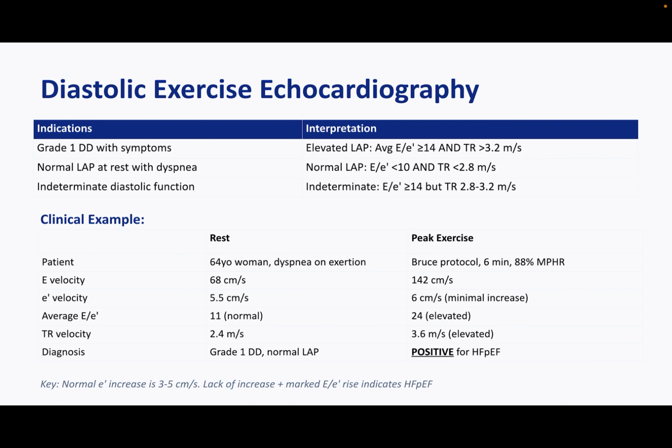Consider alternative diagnosis. Indeterminate: E to E prime greater than 14, but the TR only 2.8 to 3.2. Consider right heart catheterization with exercise.